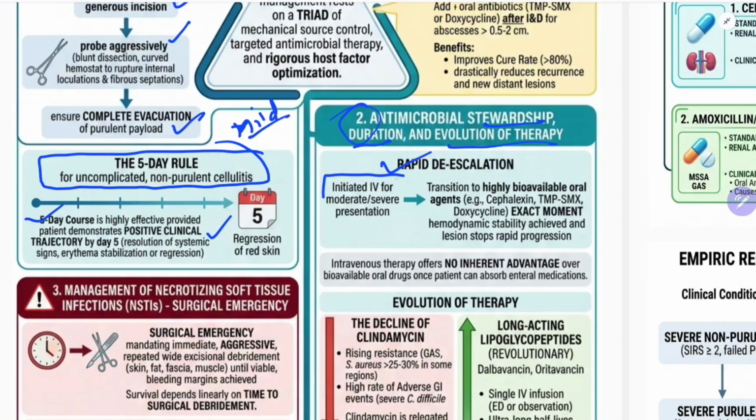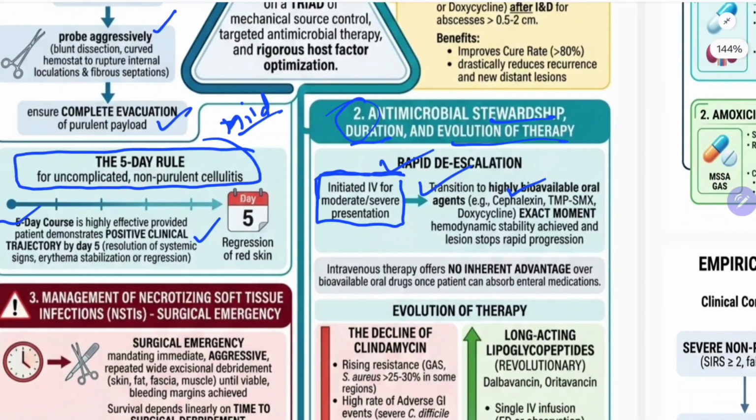For moderate to severe infection, initiate IV antibiotics. And if the patient responds, then transition to highly bioavailable oral agents like cephalexin, a first generation cephalosporin, cotrimoxazole, and doxycycline. What is the exact moment? Hemodynamic stability is achieved and the lesion stops rapidly progressing. This is the time when hemodynamic stability is achieved and progression of the skin infection is halted, and you should transition from IV to highly bioavailable oral therapies like cephalexin, cotrimoxazole, and doxycycline.